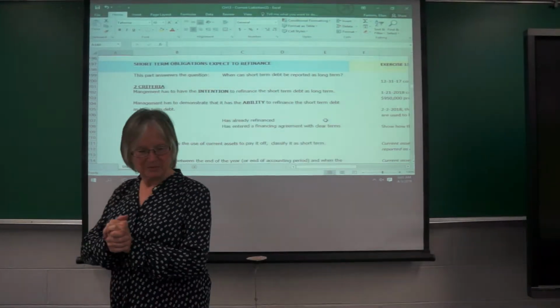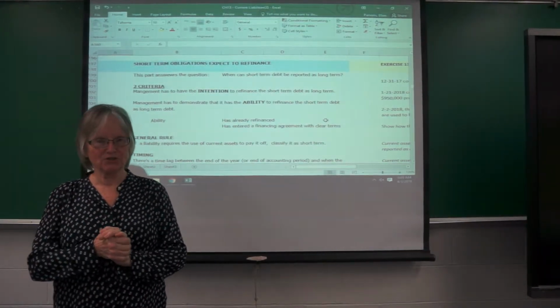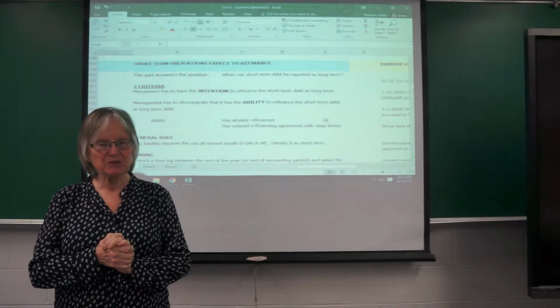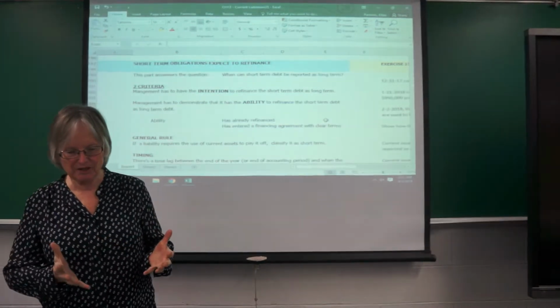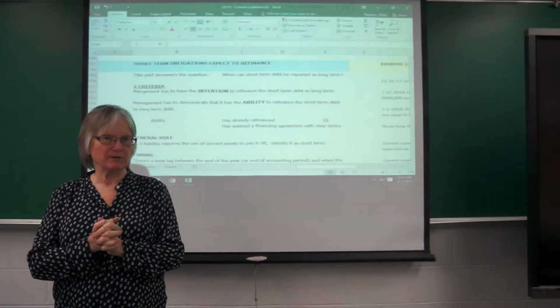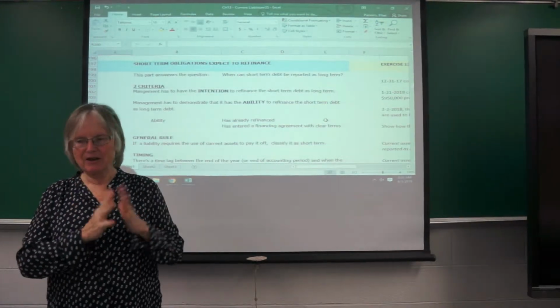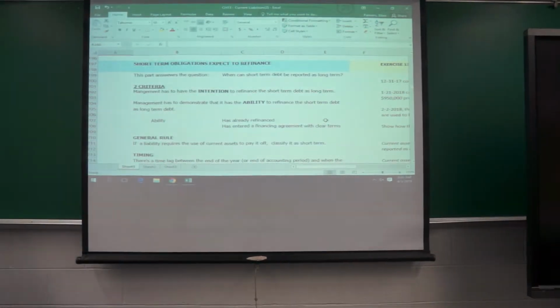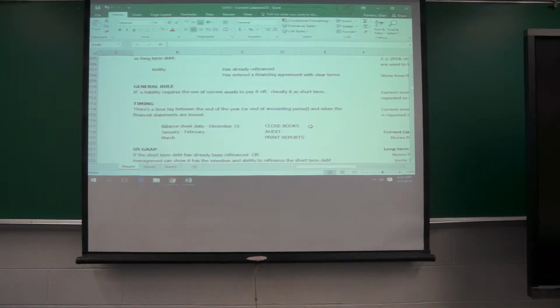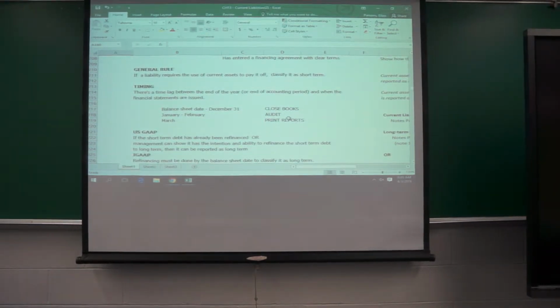So another current liability is short-term obligations that you expect to refinance. So what are we talking about here? This is mostly a timing issue. You have the balance sheet where the books close at 12/31. January, February, you're doing the audit, and then in March the reports come out.